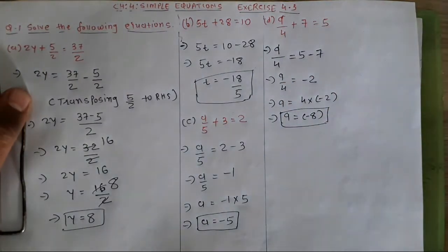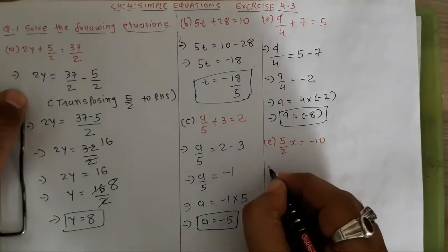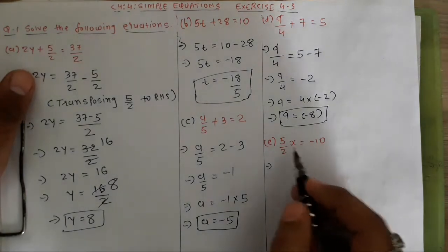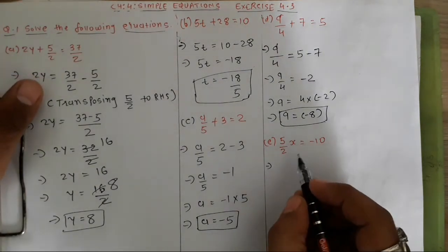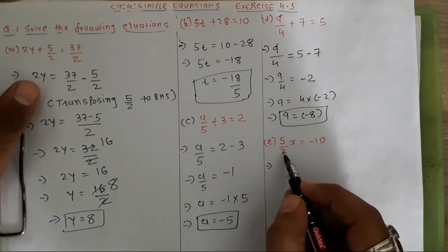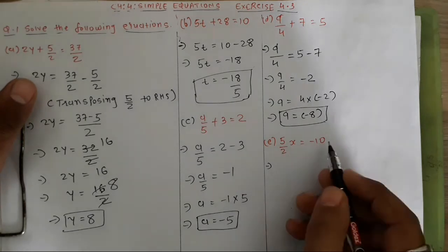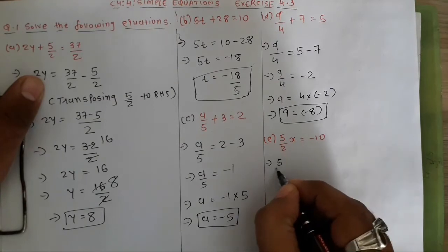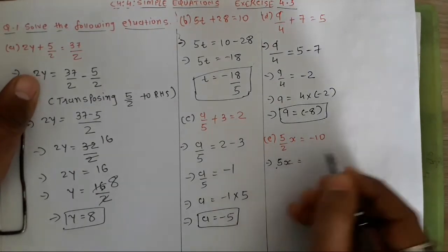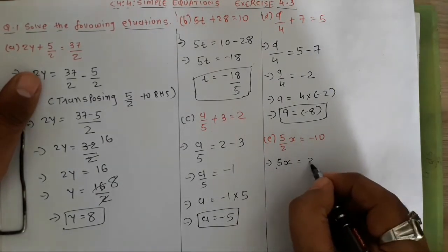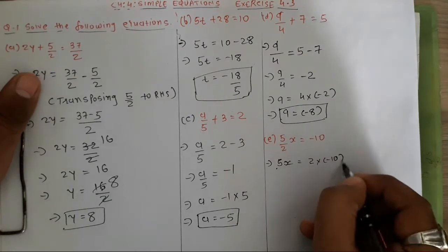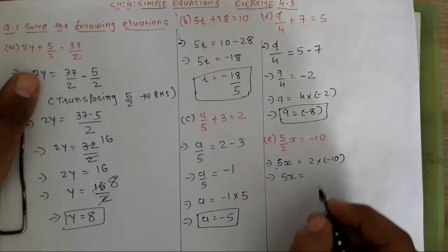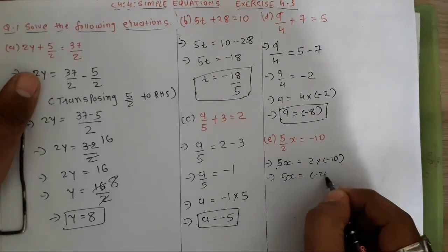Now the next one is 5 divided by 2 into x is equal to minus 10. Now here the variable is x. I have to find the value for that. First of all, here we all know 2 is in division. If I take it to the other side, then it will become multiplication. So 5x is equal to, now I will take 2 to RHS, then it will become 2 into minus 10. Now 5x is equal to 2 into minus 10, we all know, minus 20.